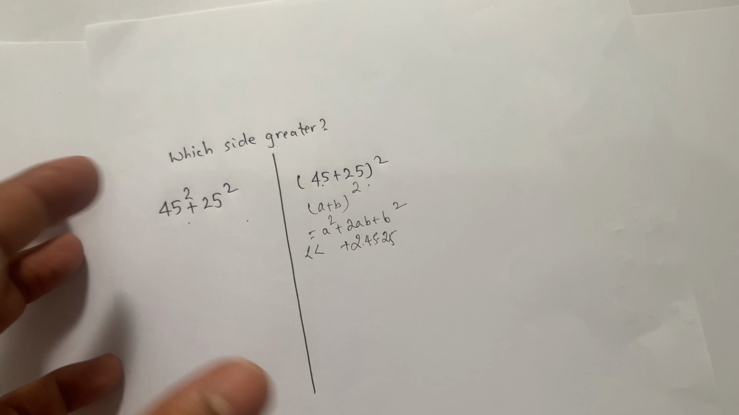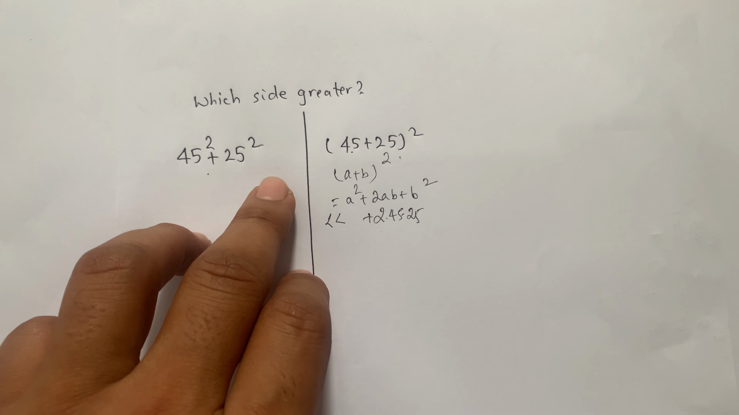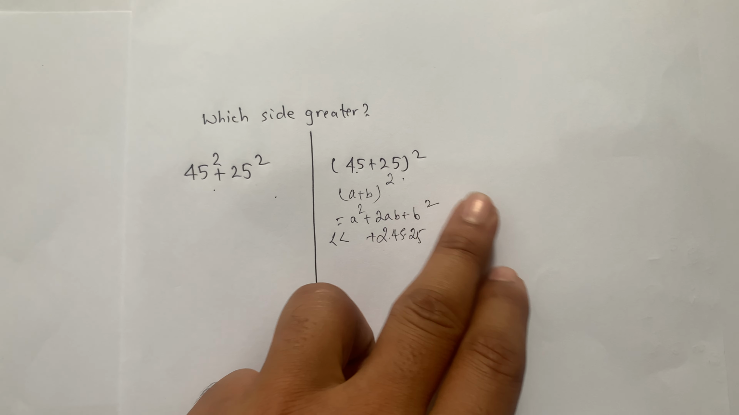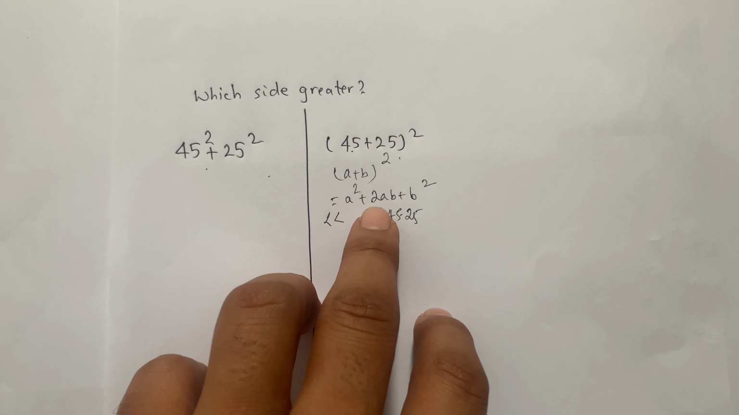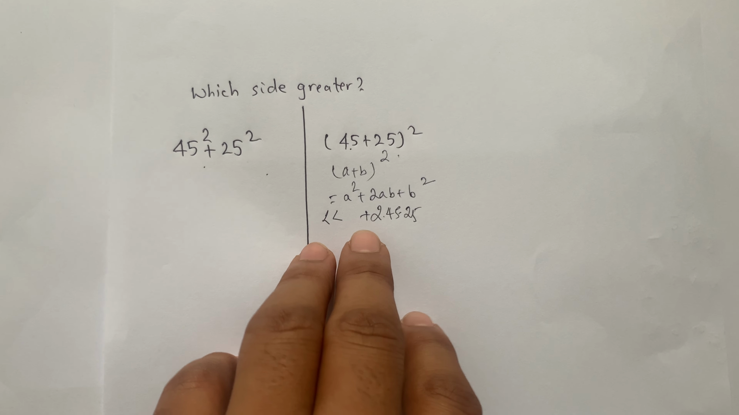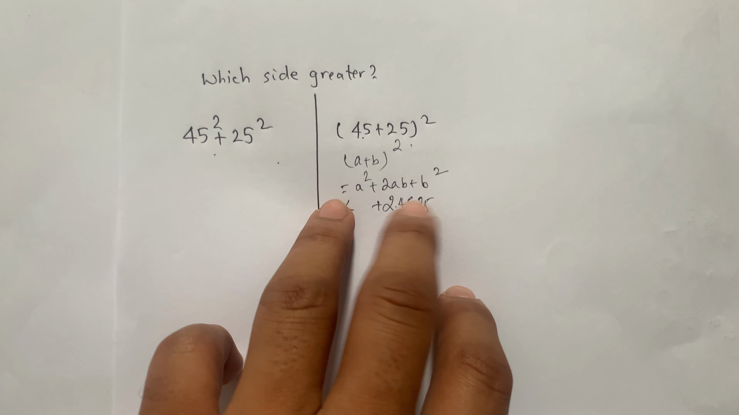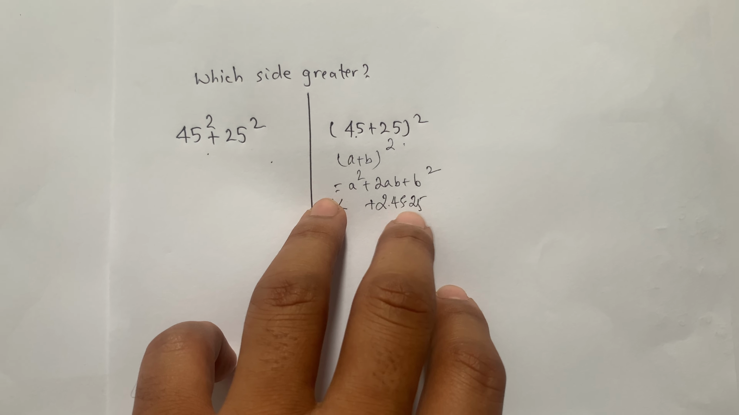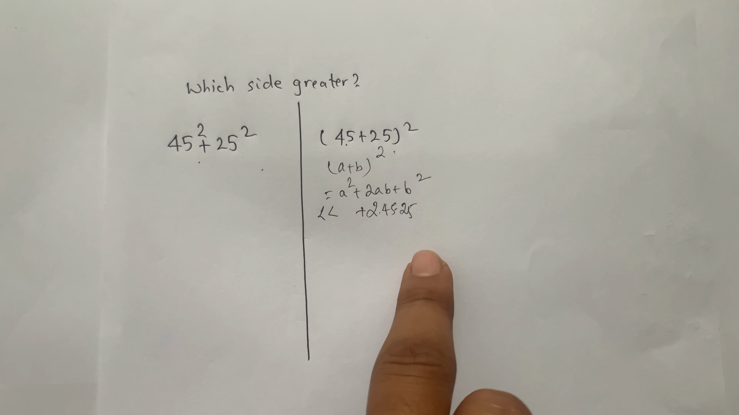Here we have the next question: which side is greater, 45 square plus 25 square or 45 plus 25 whole square? We know that a plus b whole square is equal to a square plus 2ab plus b square. This means the 45 square and 25 square terms are already here, and the additional term 2 into 45 into 25 is not here. So this side is greater. This side is greater.